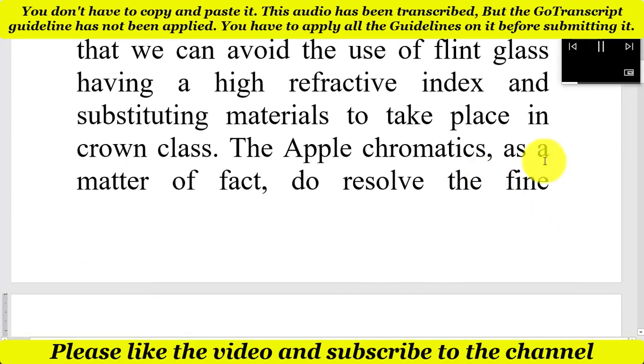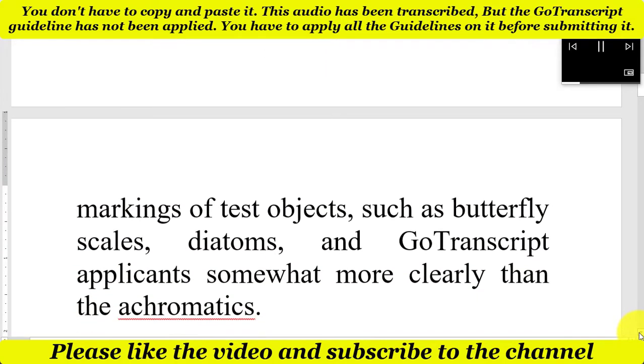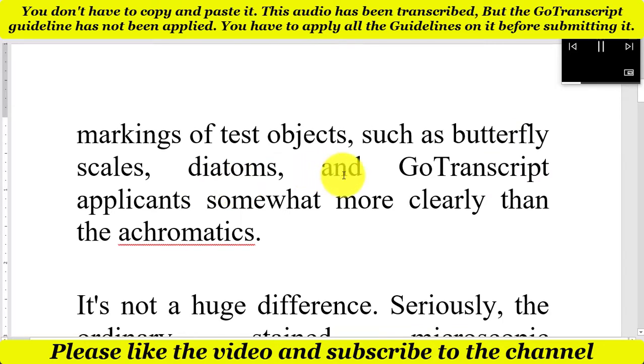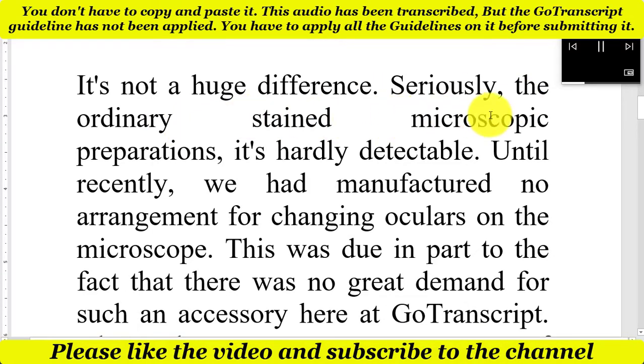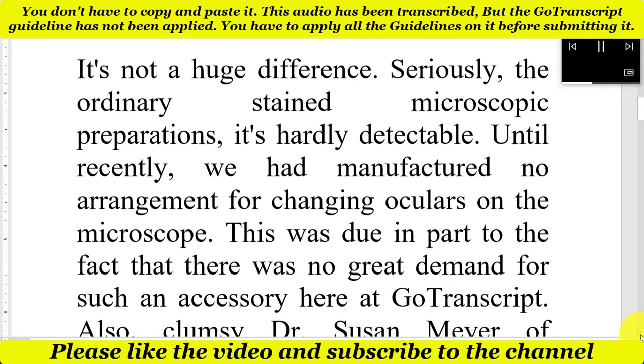The apochromatics, as a matter of fact, do resolve the fine markings of test objects such as butterfly scales, diatomes, and GoTranscript applicants somewhat more clearly than the achromatics. It's not a huge difference. Seriously, in ordinary stained microscopic preparations, it's hardly detectable. Until recently, we had manufactured no arrangement for changing oculars on the microscope. This was due, in fact, in part to the fact that there was no great demand for such an accessory here at GoTranscript. Also, clumsy Dr.